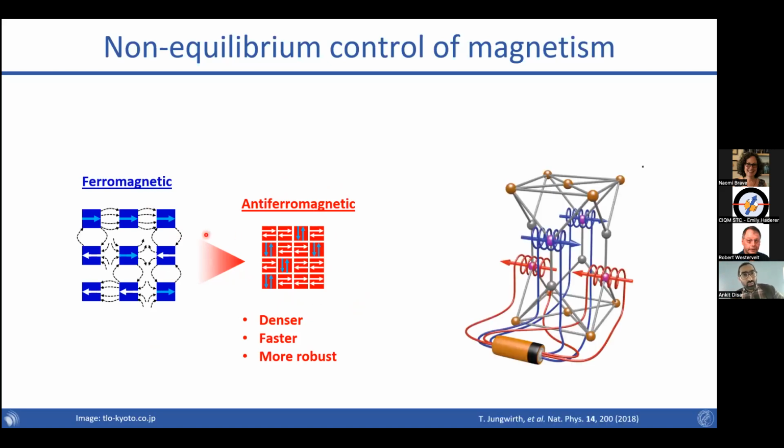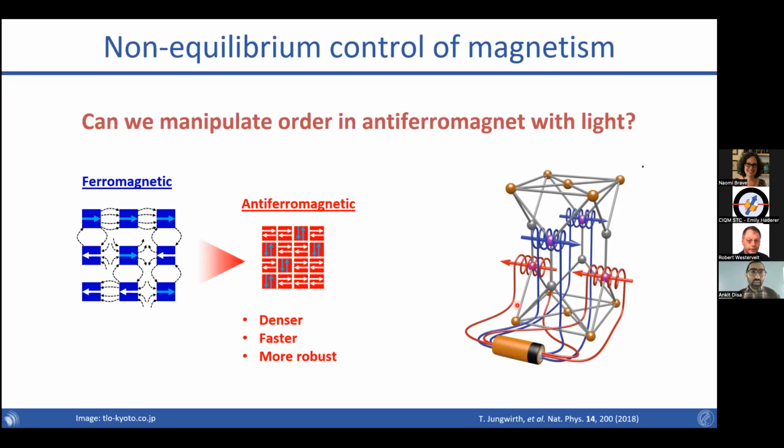But the reason that we don't use antiferromagnets as much as ferromagnets is simple. It's basically because it's very difficult to control the state of an antiferromagnet for switching. Essentially, we would require, in principle, a magnetic field that alternates on each atomic site so that we could switch from one type of domain to another. So the main question we try to address here is, is there a simple way we can control antiferromagnetic order using light in a way that is robust and fast?